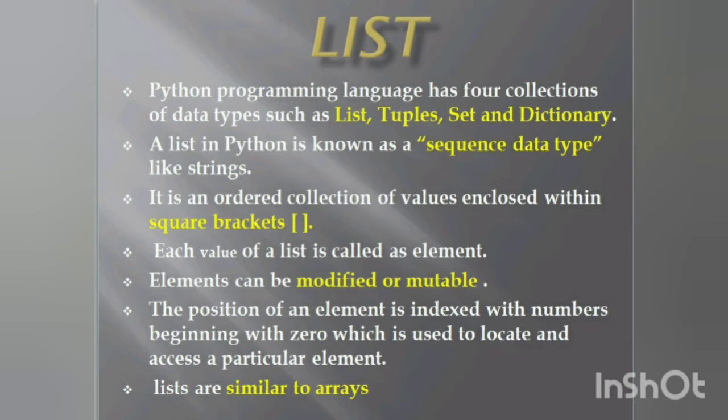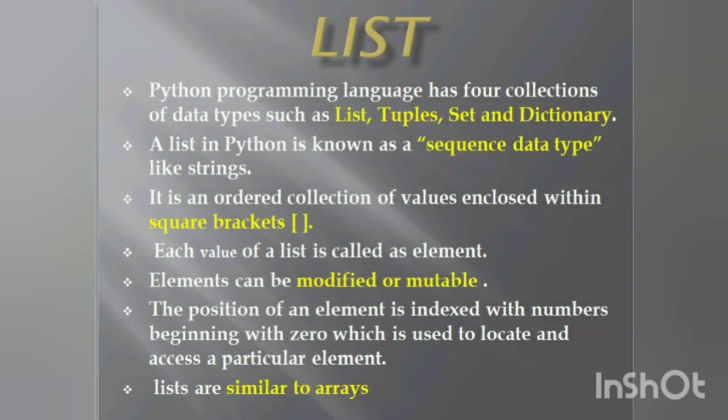The position of an element is indexed with numbers beginning with 0, which is used to locate and access a particular element. Same like a string, the elements in the list will be stored in a particular position that is numbered starting with 0. Then the list is similar to the array, which I think you have learnt in C++ and all, right? This list is just like an array only.